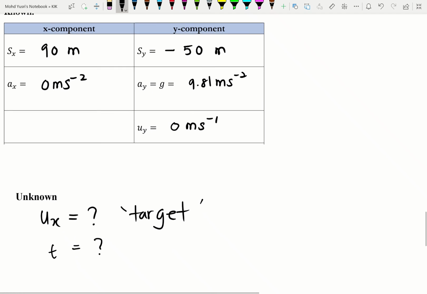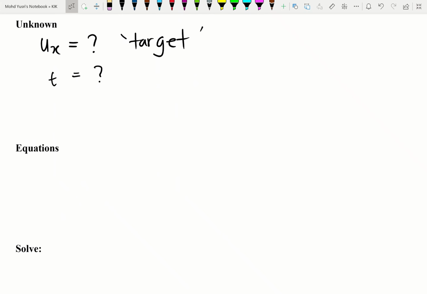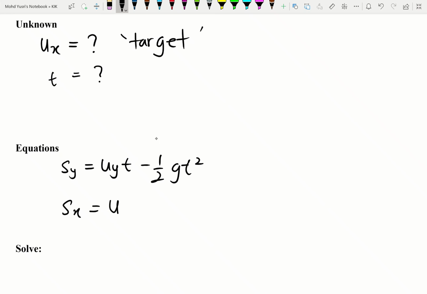Since we have two unknowns value, we know that we need two equations to solve the problems. We choose the equation by referring to the knowns and unknowns value and try to determine the correct equations to solve the problems. So let's try to choose the correct equations for these problems. The equation that can be used in this problem is Sy is equals to uyt minus half gt square, and Sx is equals to uxt. Now, we use the equations because t is an unknowns value. So first, we need to find t before we find our target ux.